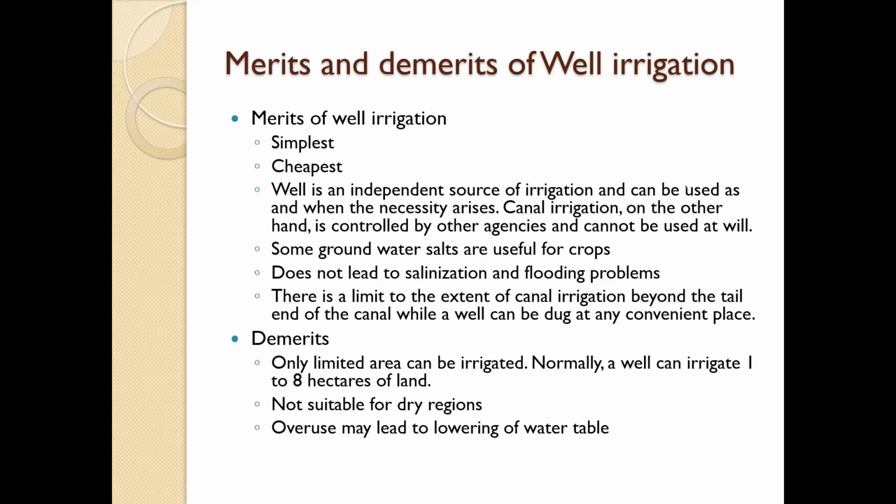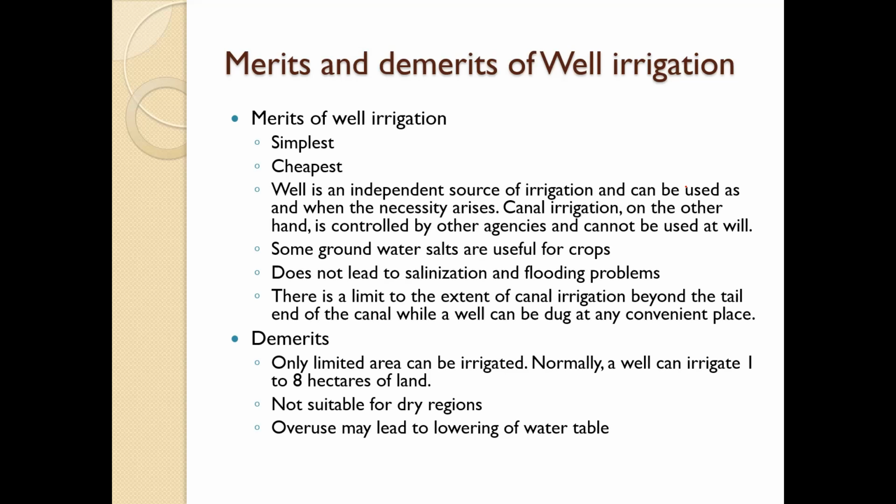Then, what are the merits and demerits of well irrigation? The merits of well irrigation: it is the simplest method. Second, it is the cheapest method as compared to the canal. Then, a well is an independent source of irrigation. It can be used whenever the necessity arises. Canal irrigation, on the other hand, is controlled by other agencies like the government, and it cannot be used at our desire or will.